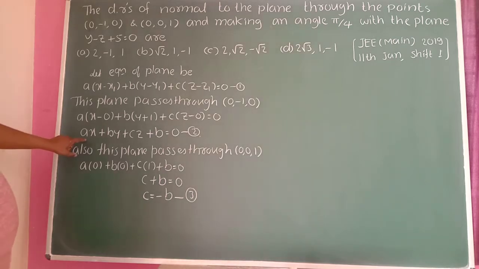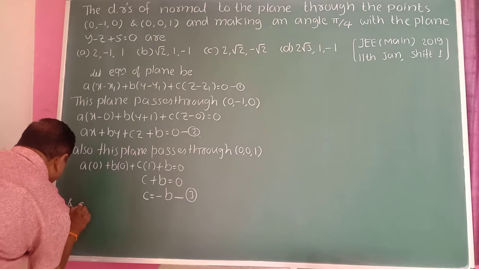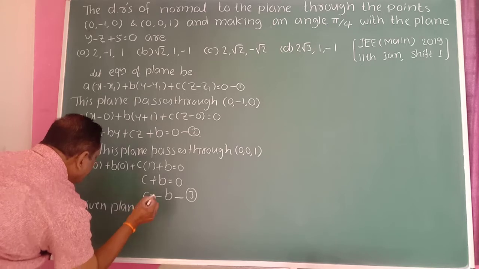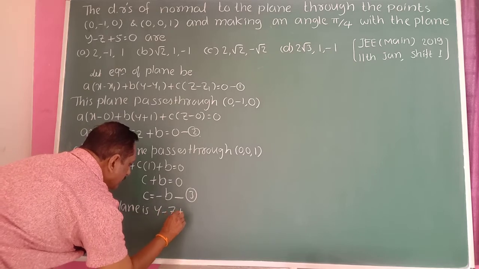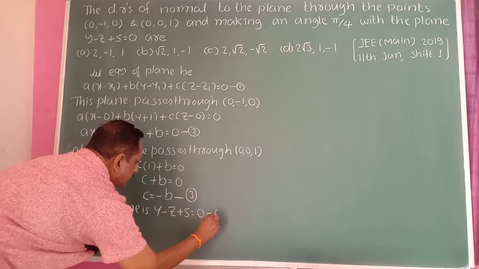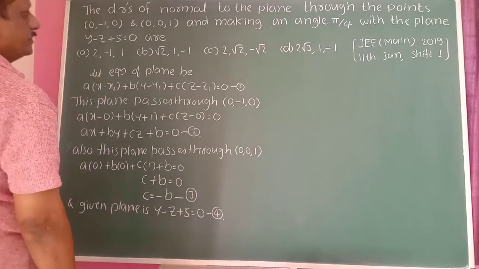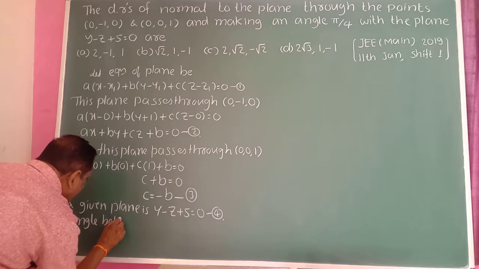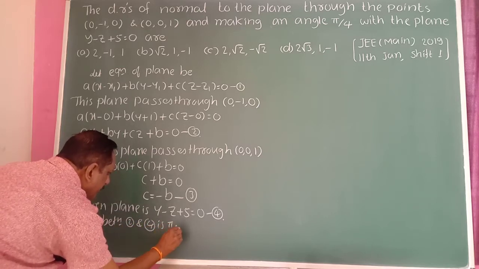Then the angle between this plane and the given plane is pi by 4. They already gave it. The given plane is y minus z plus pi equal to 0. Take this as equation number 4. The angle between 2 and 4 is pi by 4.